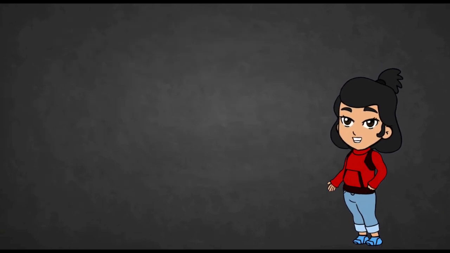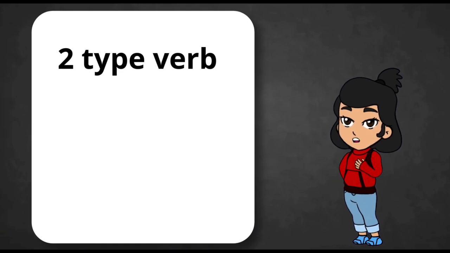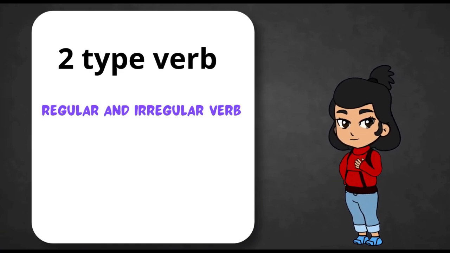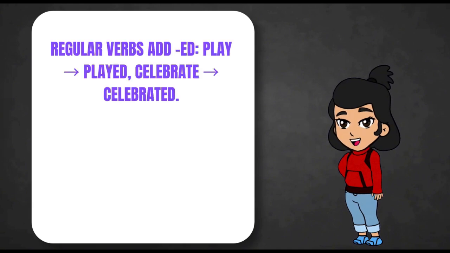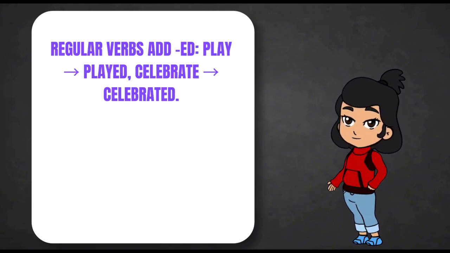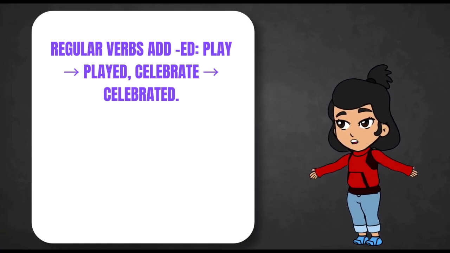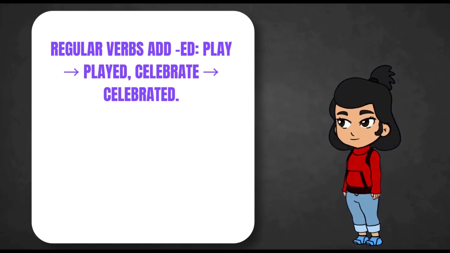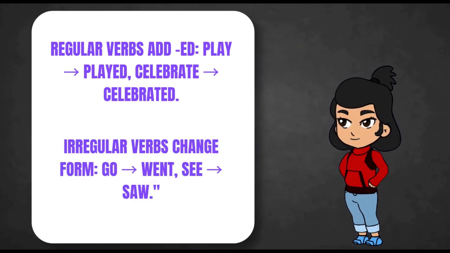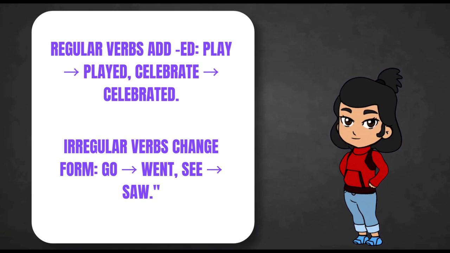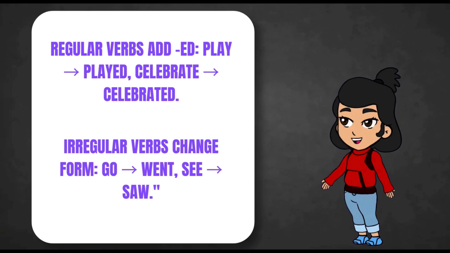All right, let's continue. Now we're going to talk about 2 types of verbs, regular verbs and irregular verbs. Let's start with regular verbs. These are easy because you just add ed at the end. For example, play becomes played and celebrate becomes celebrated. Simple, right? Now, irregular verbs are a bit trickier. They don't follow a pattern and change completely. For example, go becomes went and see becomes saw. See how they change?